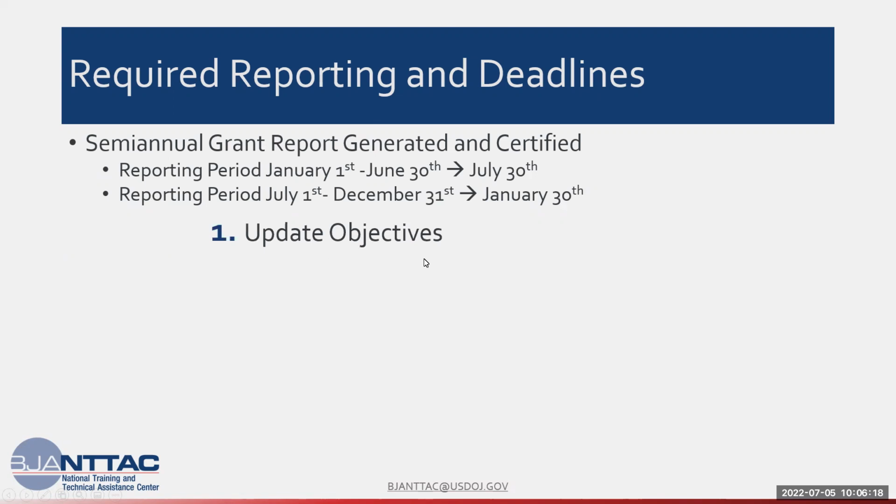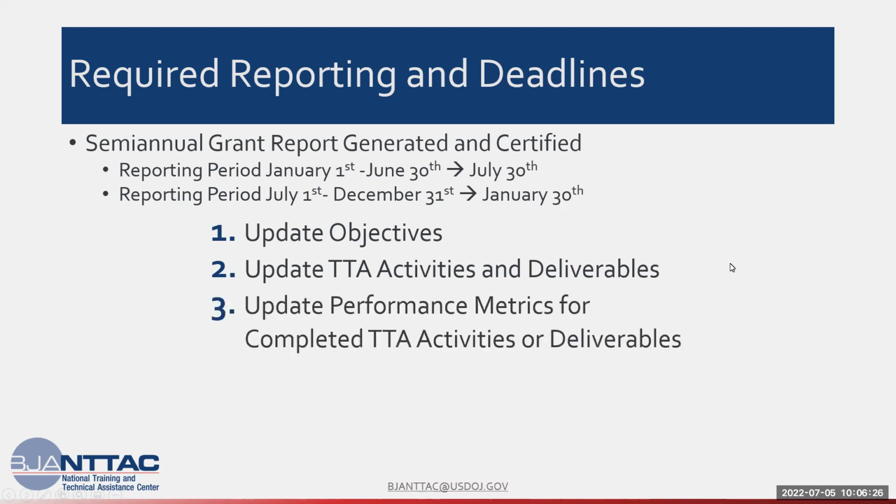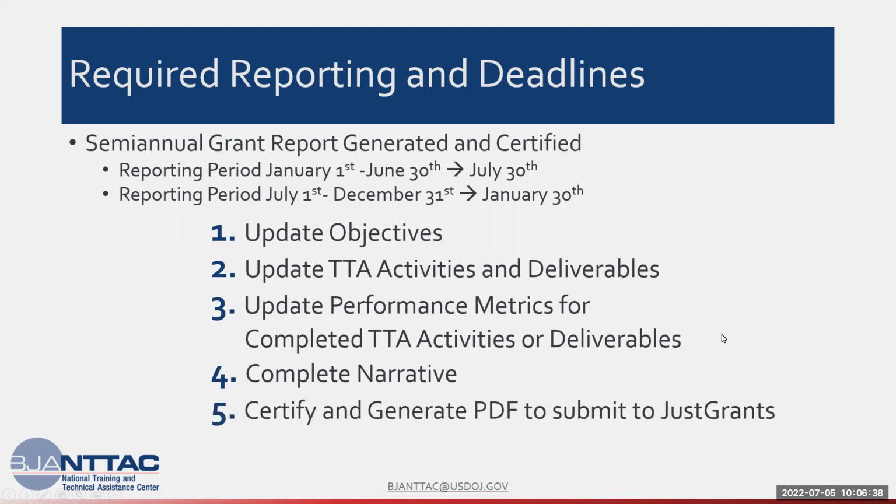The first is to update any award objectives. The second is to update the related training and technical assistance activities and deliverables. The third is to update performance metrics for any completed TTA activities or deliverables. The fourth is to complete the semi-annual grant report narrative. And the fifth is to certify and generate a PDF of your semi-annual grant report on the BJA TTARP and submit it to Just Grants.